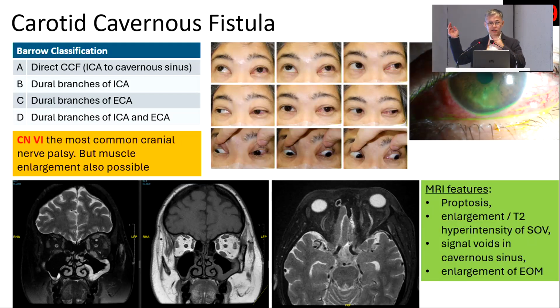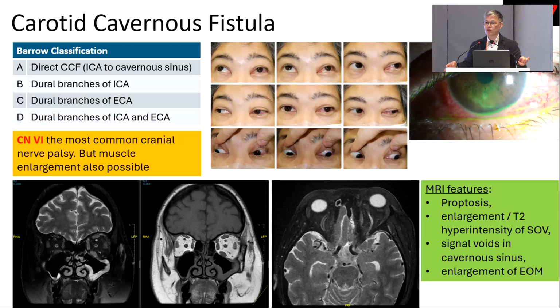Why angiography? Because the classification and then the subsequent management for carotid cavernous fistula is really just based on angiography. And I thought some interesting things that we could take away from here is that the sixth nerve is probably the most common cranial neuropathy in this, but muscle enlargement is also possible, right? And so that may be a restrictive picture.